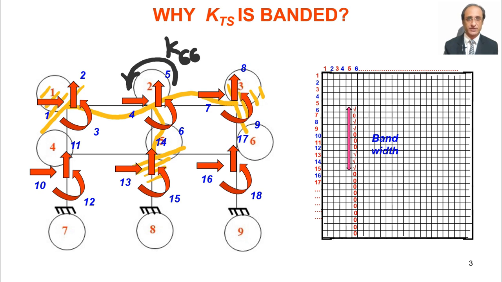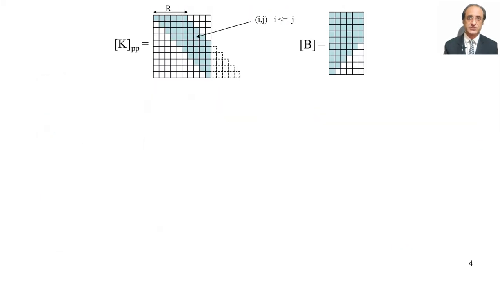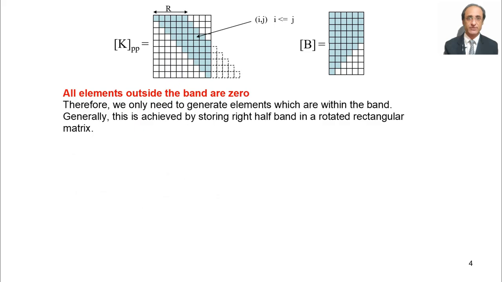Degrees of freedom which are related by a member are connected. And if they are farther away than one member length, they are unconnected. They will not have the corresponding Kij. So that's the reason for the bandwidth. So what we do now is make this a rotated banded matrix. This was Kii, let's say. This goes here and it becomes Ki1. Right?